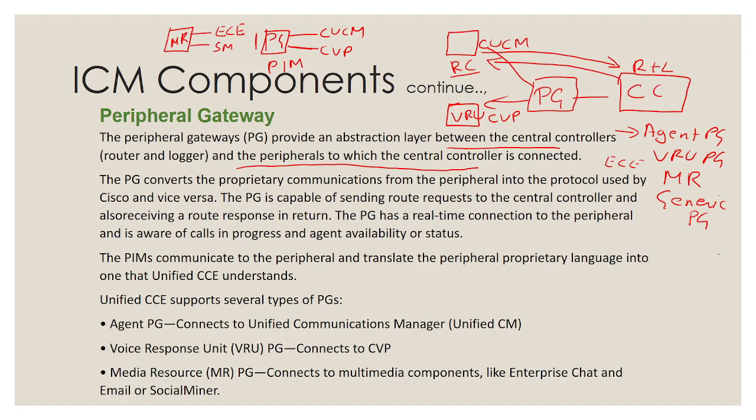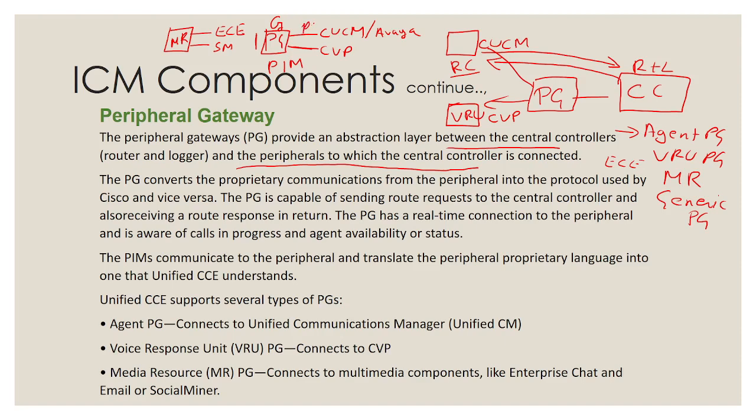The special case I told about is the generic PG, where the PG can be connected to both the CUCM and the CVP. Then you need to configure this PG as a generic PG. This is applicable only for the CUCM and the CVP. We cannot connect to Avaya Aura in the same PG and also a CVP in the same PG.